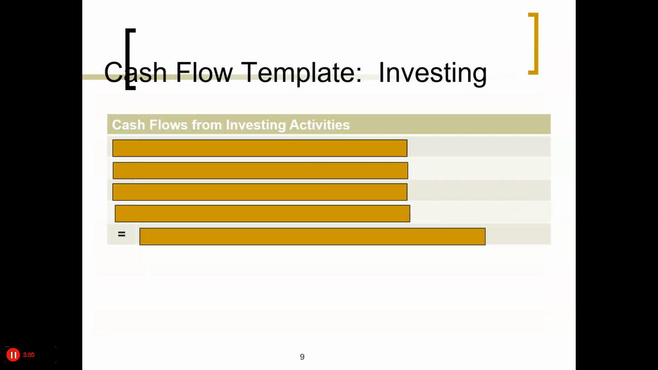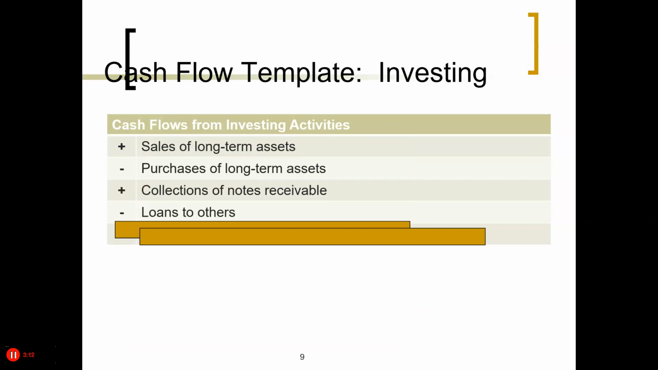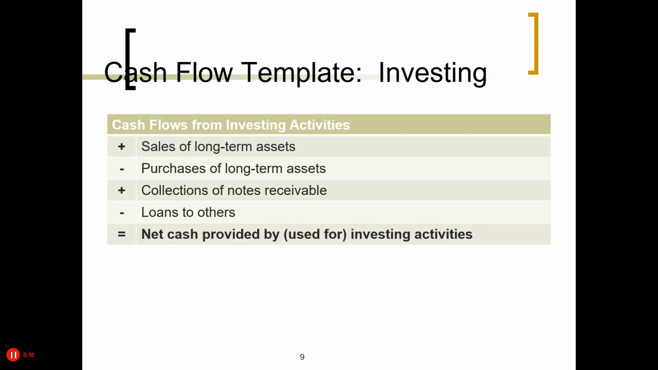Now let's look at investing activities. Investing and financing are both a lot easier. So if we sell a long-term asset, it increases cash, and if we buy it, it reduces it. If we collect on a note, it's going to increase it. If we loan, it's going to decrease it. And that's how you get our net cash.